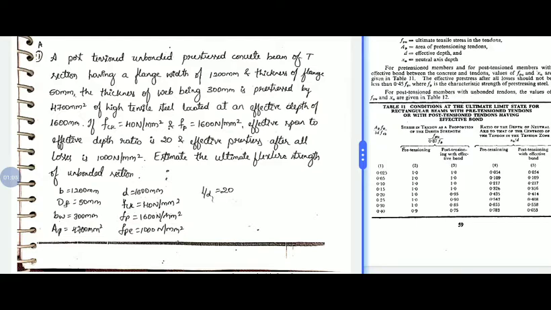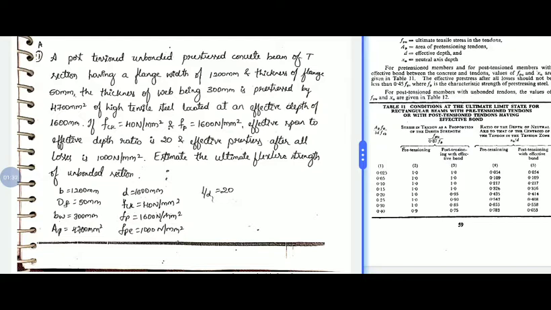So by seeing the question we can decide it is a post-tensioned unbonded section. Since it is unbonded, it will be either case 3 or case 4. Now let us go for the section. It is a T section, which means it is a flanged section. So flanged section means it is case 4. Unbonded flanged section is case 4.